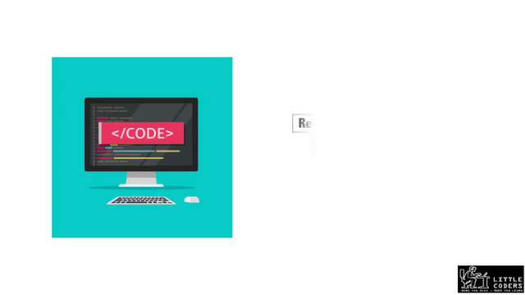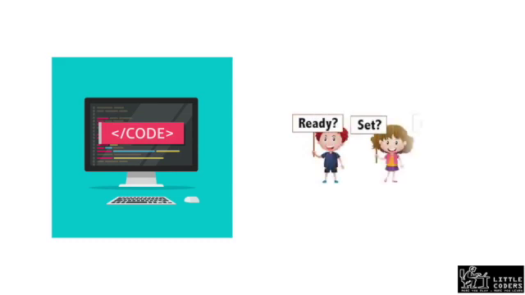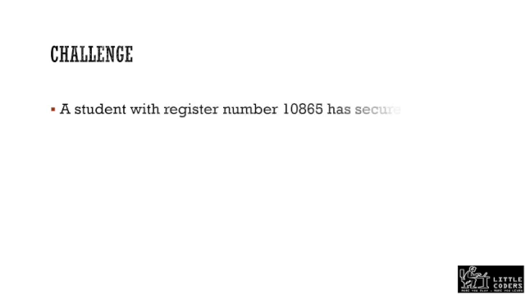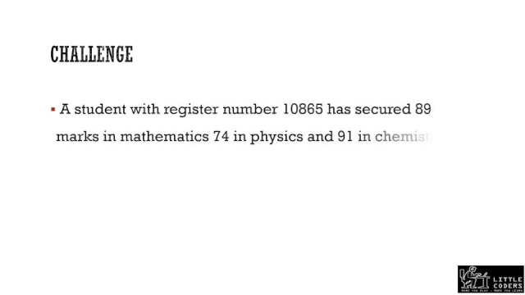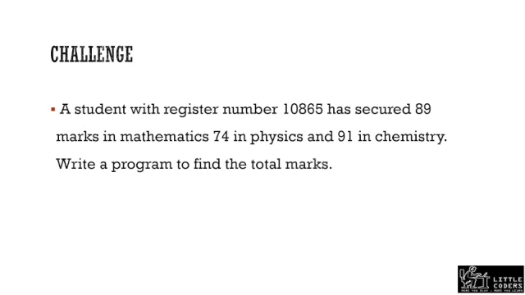Now, let us give one problem which you can try. A student with register number 10865 has secured 89 marks in mathematics, 74 in physics and 91 in chemistry. We have to write a program to find the total marks. You try that, then we will discuss other complex problems, because these are the important things one should know to learn about Python programming.